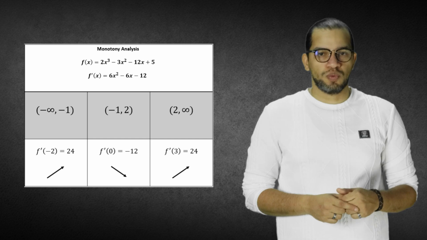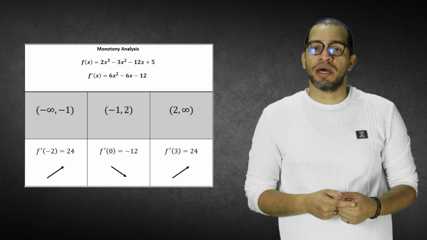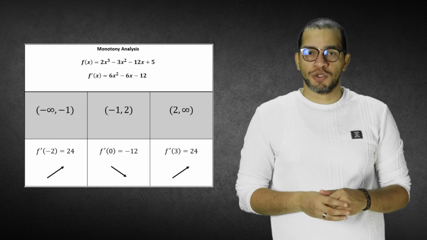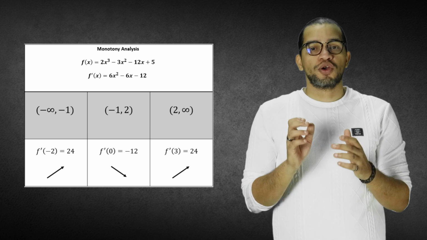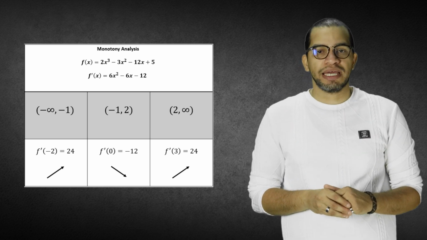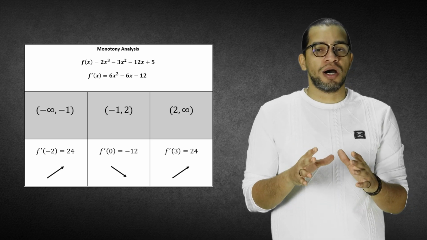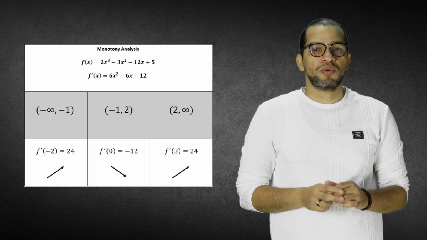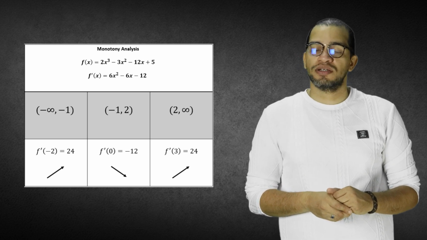Now, we are going to consider the following table, which is made of the intervals minus infinity to -1, -1 to 2, and 2 to infinity. And we are going to take a value between those intervals and plug it in the function f prime. And depending on the sign of the result, we are going to establish if the function is either increasing or decreasing.